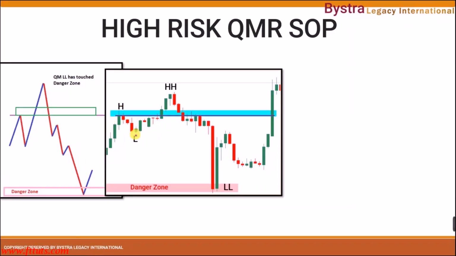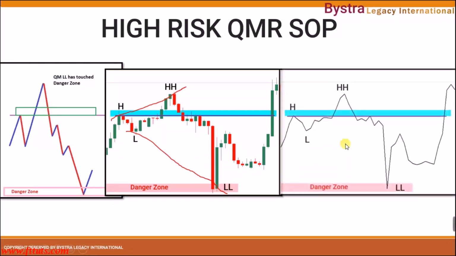We have the high, low, higher high. We have the over and the lower low. We have the under. However, we can see here that the price, the lower low, has already touched the danger zone. Therefore, the risk of this QMR has become super high, even though this QM pattern is very beautiful. If you look at the line chart, it is a very beautiful QM pattern, but once it touches the danger zone, it's considered a very high risk SOP, and we want to avoid this kind of QM pattern.